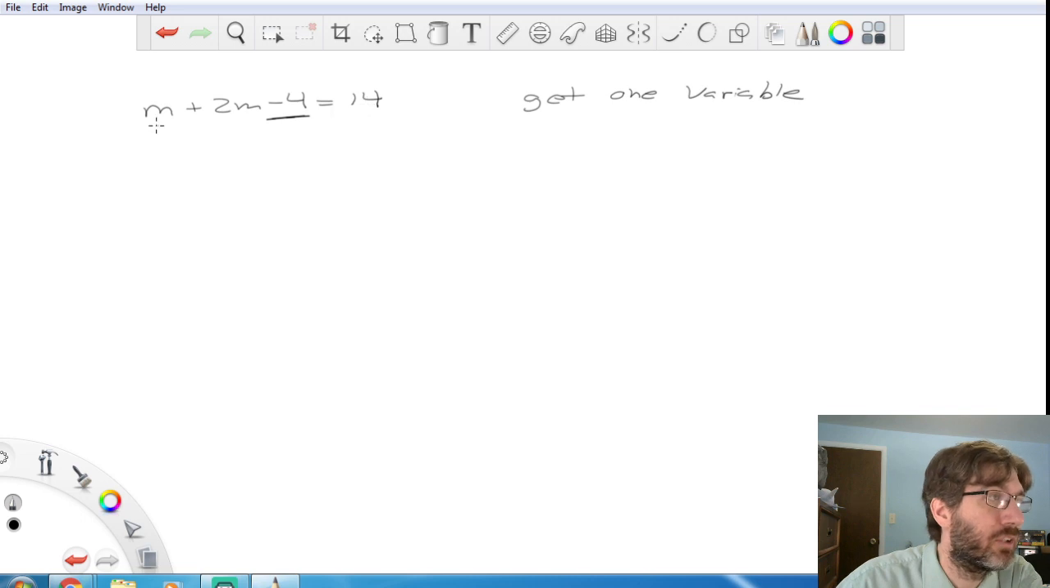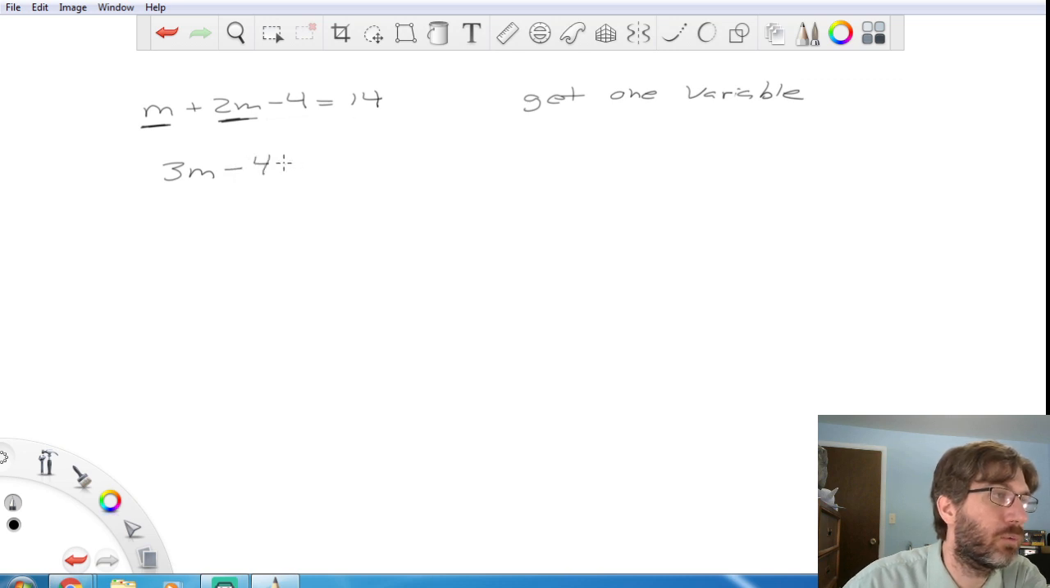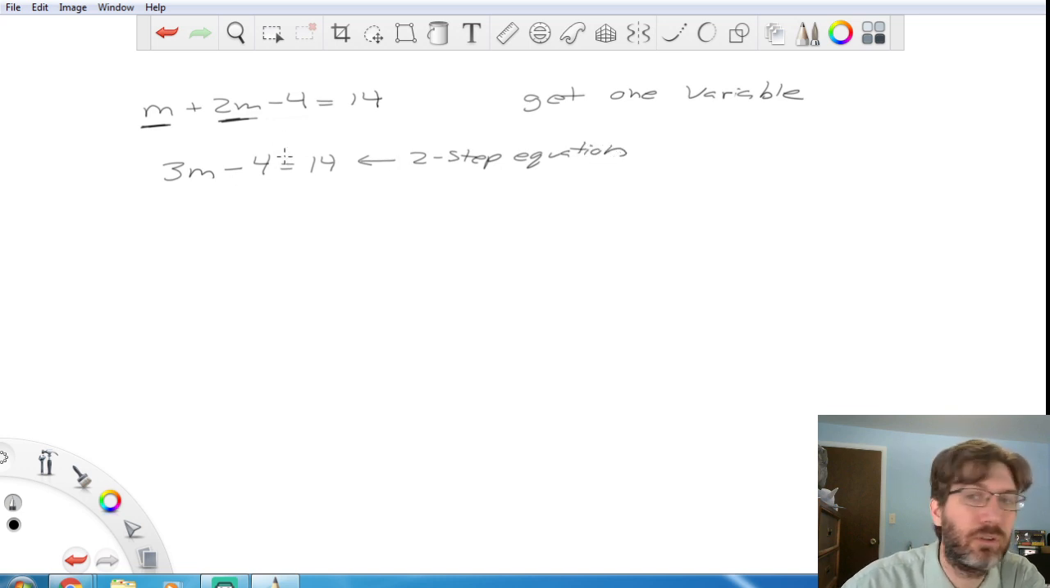Over here I have an m, and over here I have a 2m. Those I can combine, and I can actually do m plus 2m. m plus 2m is going to give me 3m. And I couldn't do anything with that negative 4 yet, so I'm just going to tack it on. And I didn't touch the equal sign, and I didn't touch the 14. So once you combined your like terms, you now have a two-step equation right here. This is what we did yesterday. You now have a two-step equation, and you can draw your line and you can solve.